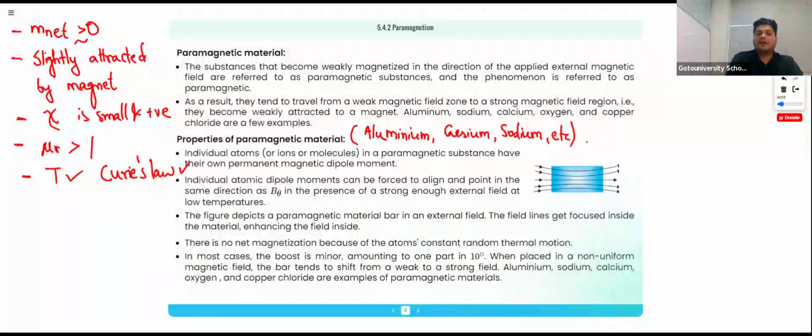What about the paramagnetic material? In the case of paramagnetic material, net magnetic dipole moment will be slightly greater than 0. It will be slightly attracted by a magnet. Susceptibility is small but positive. Relative permeability will be greater than 1, and it will depend upon the temperature, hence Curie's law will be obeyed. And if this material is kept inside a magnetic field, the field lines will pass through the substance.